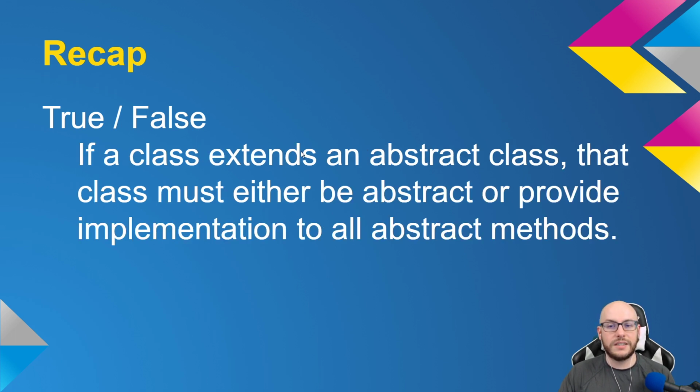If a class extends an abstract class, that class must either be abstract or provide implementation to all abstract methods. This is so wordy. It must be a copy and paste, and it must be true. Whenever we extend an abstract class, we have two options: either provide implementation to all of the abstract methods or become abstract yourself. Even if you decide to implement one of the methods and not the other, you're going to have to become abstract. If you have an abstract method, you have to be abstract.